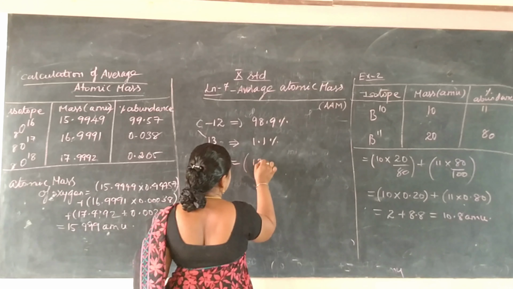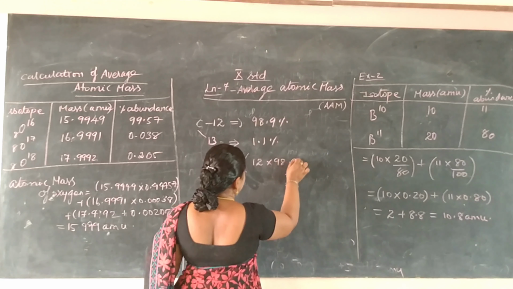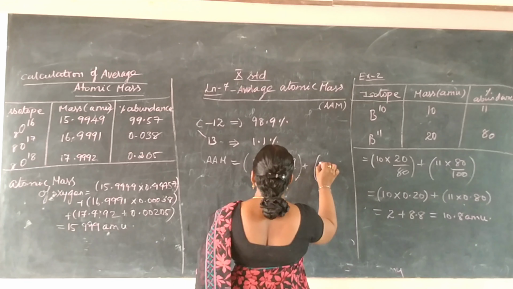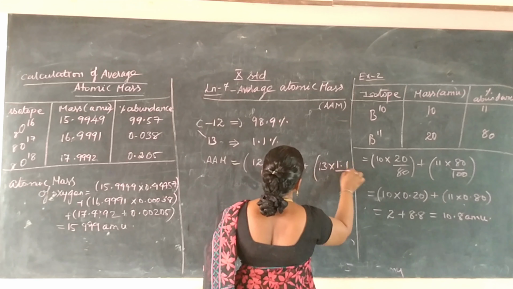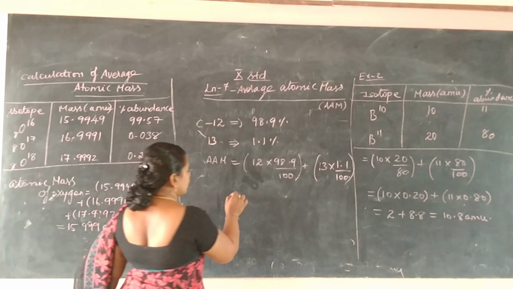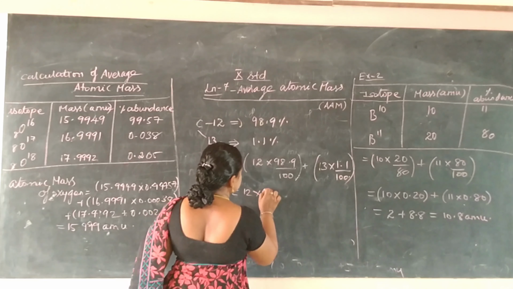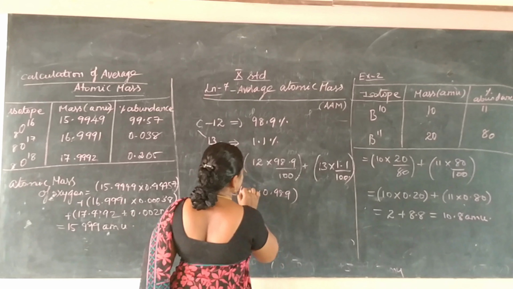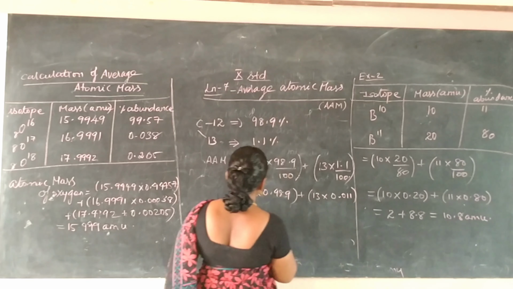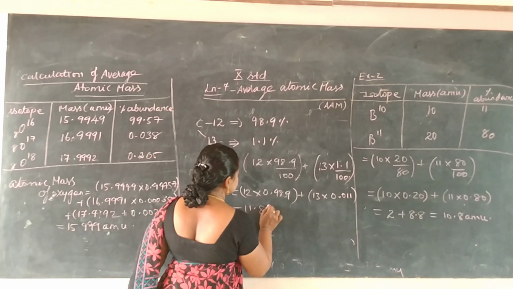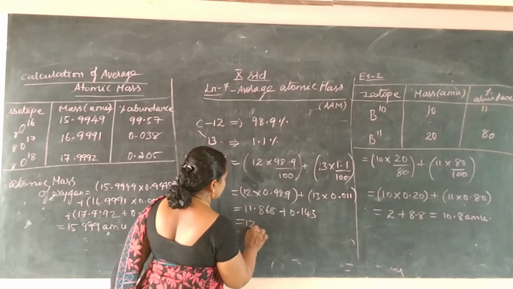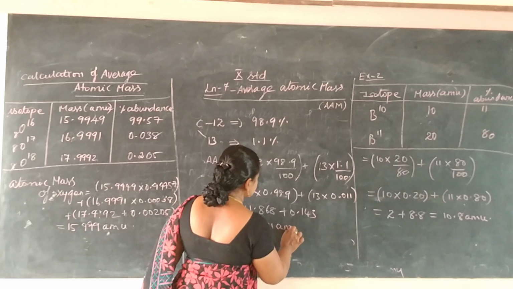The average atomic mass is equal to the mass of the first isotope, 12 into 98.9 divided by 100, plus the mass of the second isotope, that is 13, into its percentage abundance 1.1 divided by 100. So 12 into 0.989 plus 13 into 0.011. It will be equal to 11.868 plus 0.143, which is 12.011 atomic mass unit.